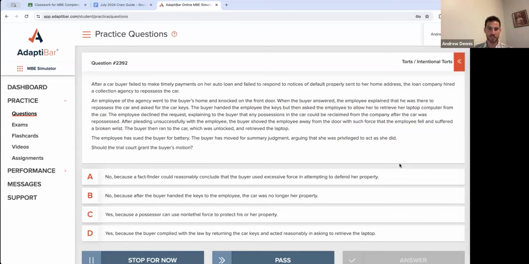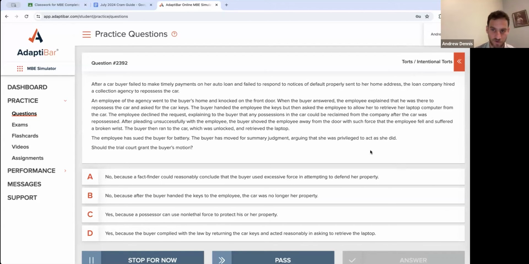After pleading unsuccessfully with the employee, the buyer shoved the employee away from the door with such force that the employee fell and suffered a broken wrist. The buyer then ran to the car, which was unlocked, and retrieved the laptop. The employer has sued the buyer for battery. The buyer has moved for summary judgment, arguing that she was privileged to act as she did. Should the trial court grant the buyer's motion?